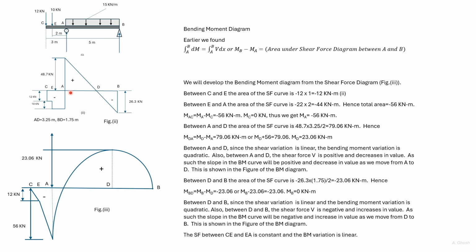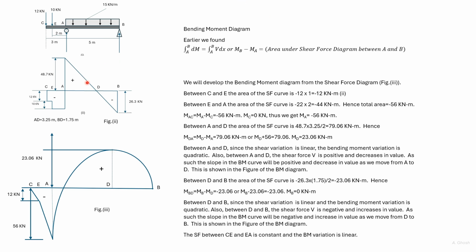The area between A and D in the shear force diagram is 48.7 into 3.25 divided by 2, that is 79.06. We again use this equation. MD minus MA is 79.06. MA is minus 56, from which we get MD is 23.06 kilonewton meter. So here we have plotted MD.